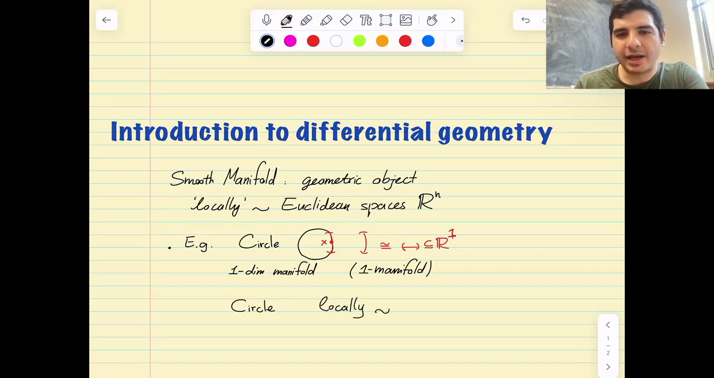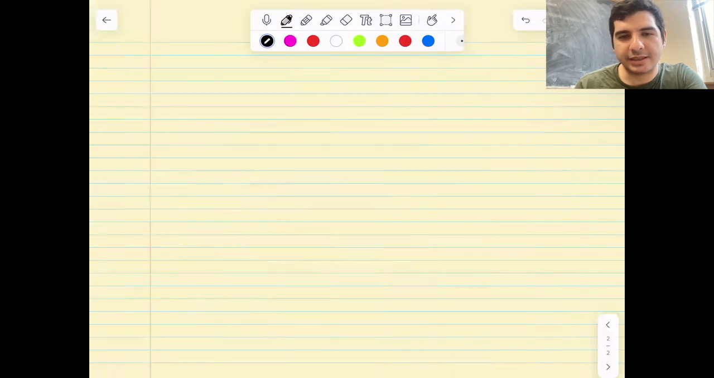Now, knowing that circles are manifolds, essentially, as I said, this means locally they look like R. It's good to notice that globally, that's not the case. Globally, a manifold can be very different compared to Euclidean space. Globally, a circle does not look like R.